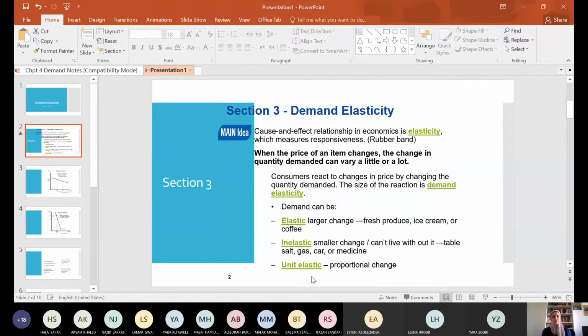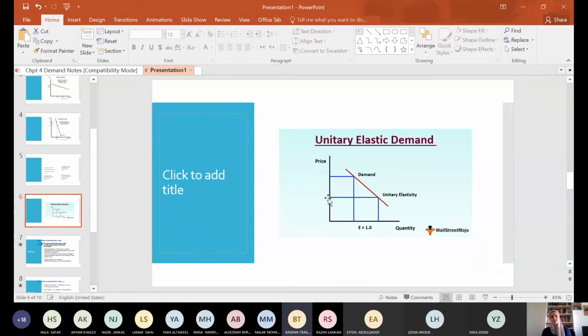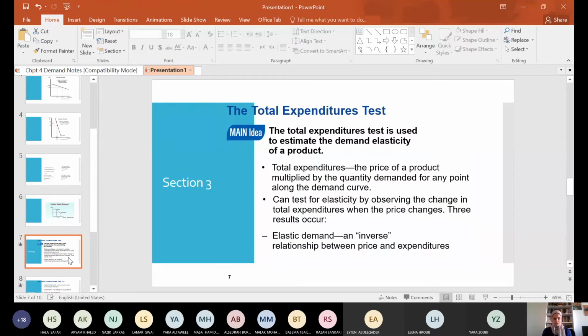Okay? Then we go to the unit elastic. What happens in the unit elastic? In unit elastic, he increases the price. Okay? The demand decreases. So he doesn't win and he doesn't lose. Okay? Are you with me? So I will show you a video to be more aware of what we say.